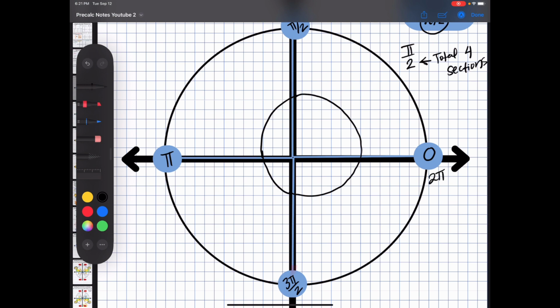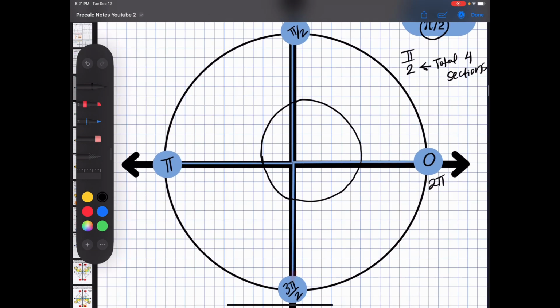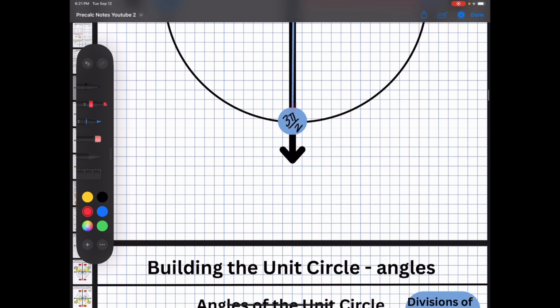And so after doing my divisions of pi over 2, I'm able to see that these 4 quadrantal angles are 0, pi over 2, pi, and 3 pi over 2. And 0 and 2 pi share the same location. They are coterminal angles, okay? So those are the 4 most basic angles in the unit circle. Let's go ahead and generate the rest.